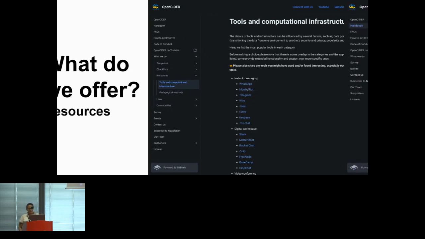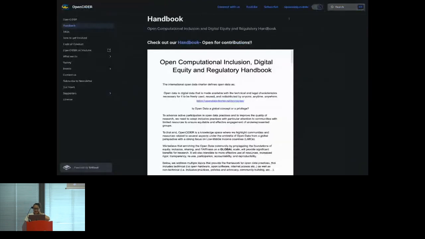There is a whole lot of advice and things to consider in the handbook. And again, this is very open to contribution, either via Google Docs or GitHub, both of which I just realized are blocked in different countries.